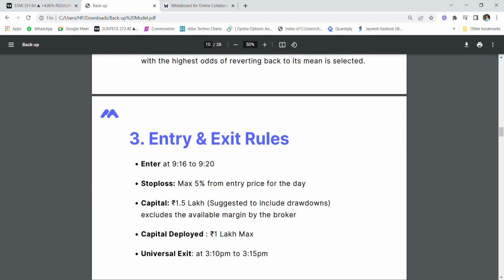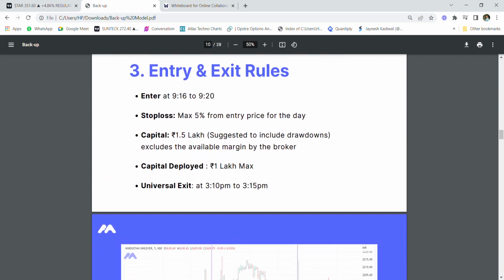So what are the intraday entry and exit rules? Intraday entry is generally done at 9:16 a.m., between 9:16 and 9:20, and the stop loss is a maximum of 5% from the entry price for the day, right?